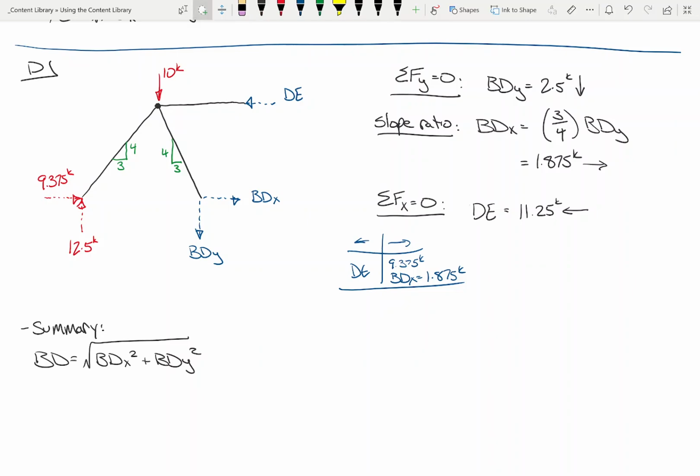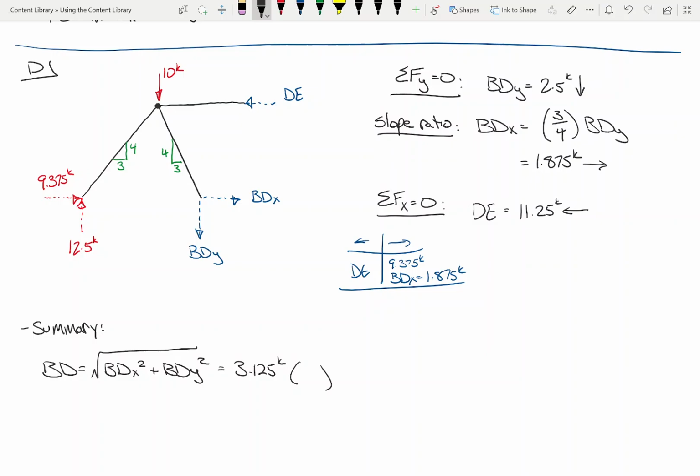And what do we get when we apply the Pythagorean theorem to member BD? Which force is that? Is that tension or compression? And how about DE? And it's 11.25 kips in compression. So far, so good? Okay.